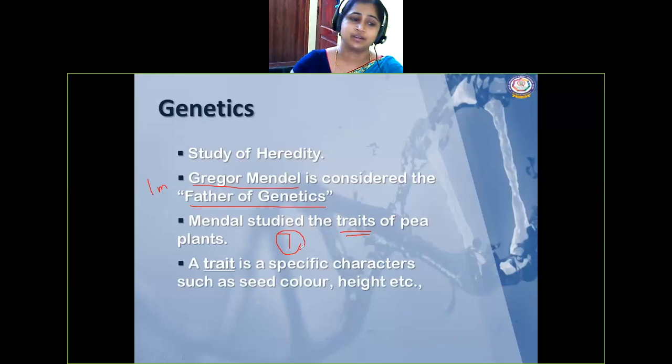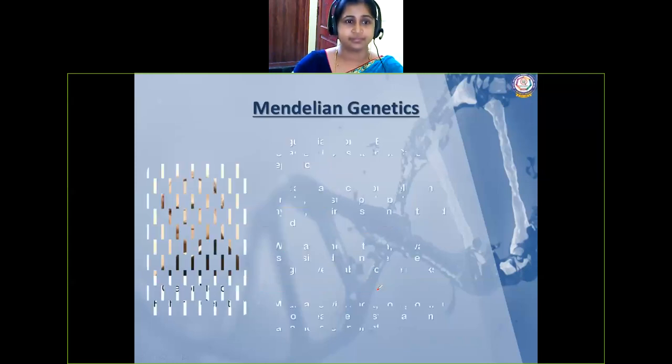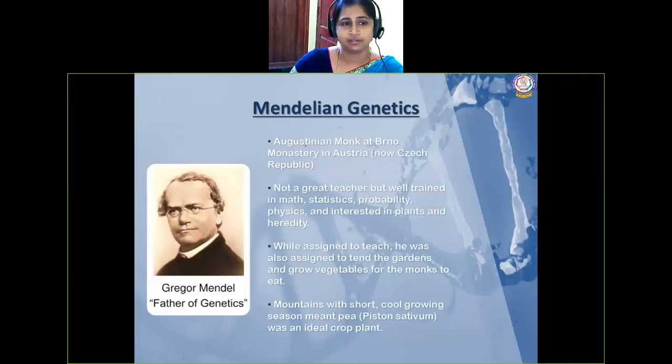So what is a trait? A trait is a specific character, as I discussed now. So what are the 7 contrasting traits? I'm not going to say all the 7, just 1 or 2. I mentioned here, just check seed color, height, and then the flower color, etc. I'll show you later. So who is Mendel? He was a monk. He was not a great teacher, but he was very much interested in statistics, mathematics, and very much interested in growing plants also. That is why he took Pisum sativum as his experimental species.